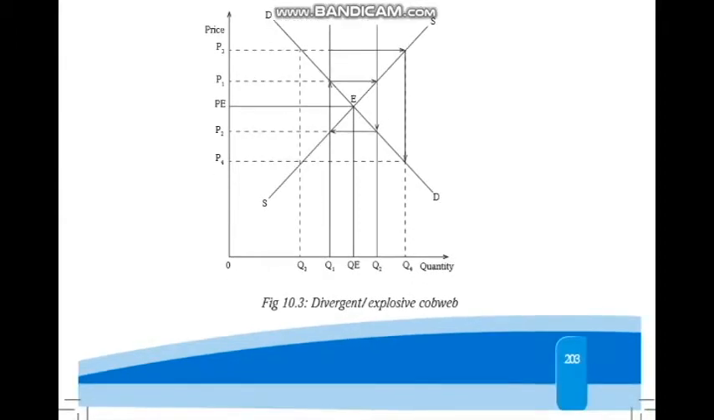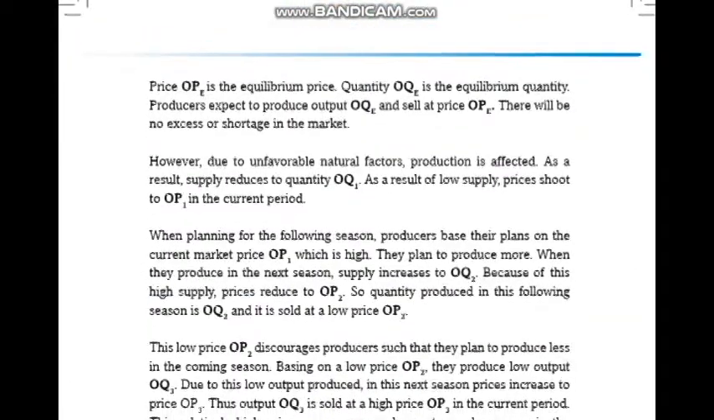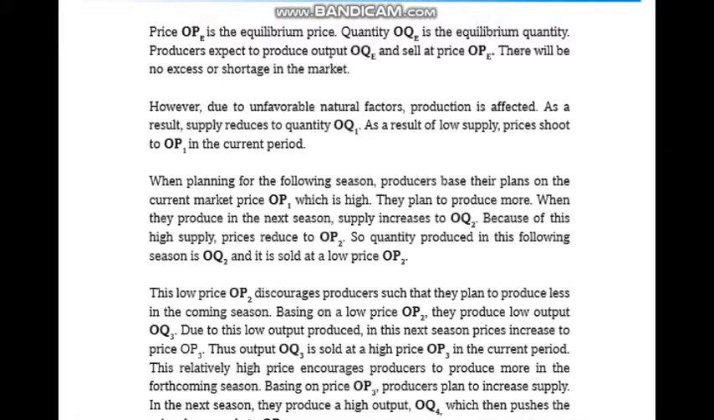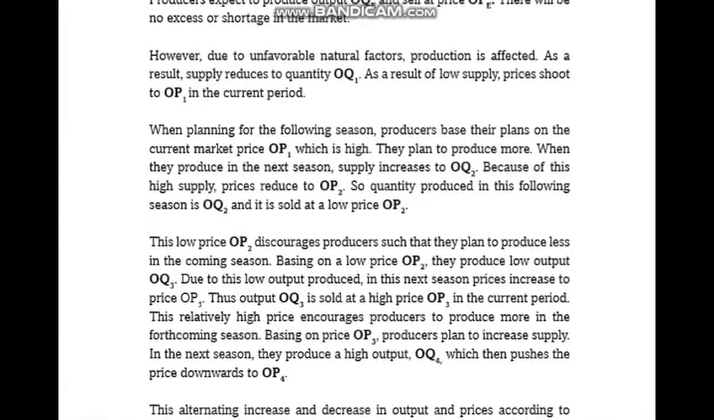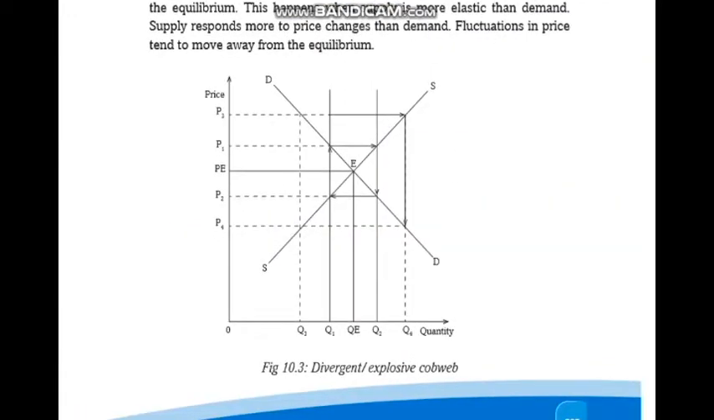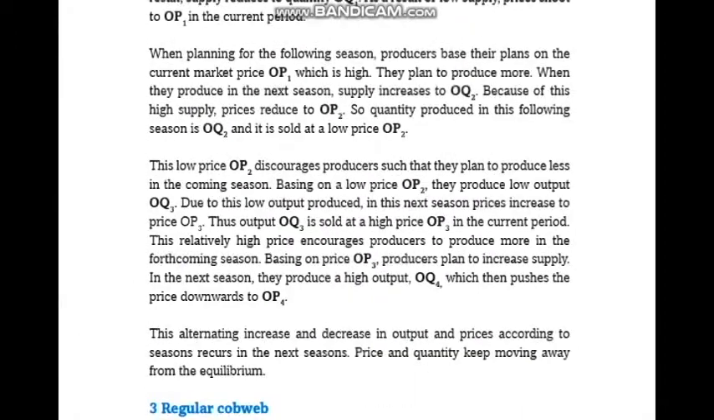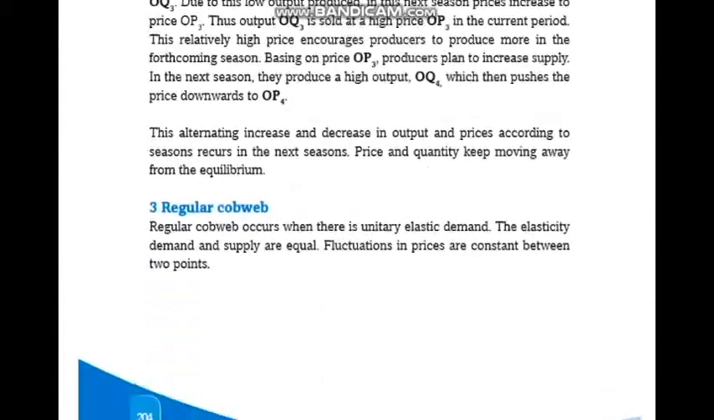There in the graph, to explain how the divergent cobweb is happening: price OPE is the equilibrium price, and quantity OQE is the equilibrium quantity. Producers expect to produce output OQE and sell at price OPE. There will be no excess or shortage in the market. So you have to read this carefully and analyze it well as homework. This content explains the graph of the divergent cobweb well.